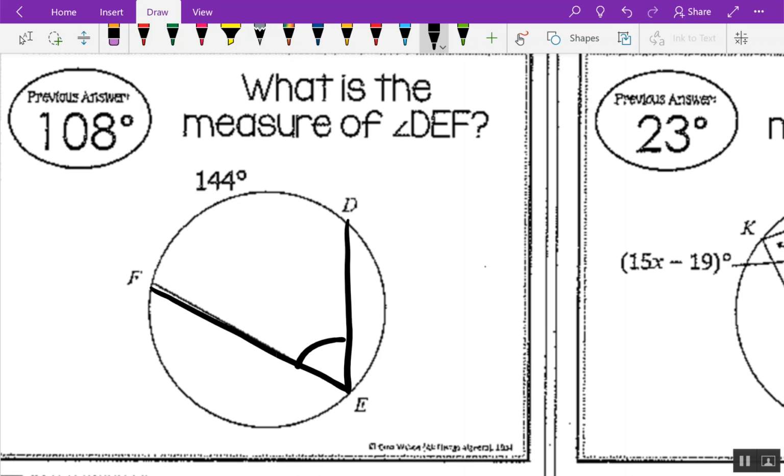All right, so we're looking for angle DEF. Now they gave you this arc. What do you notice about this arc? It is the intercepted arc of this inscribed angle. So what do we do to the arc?